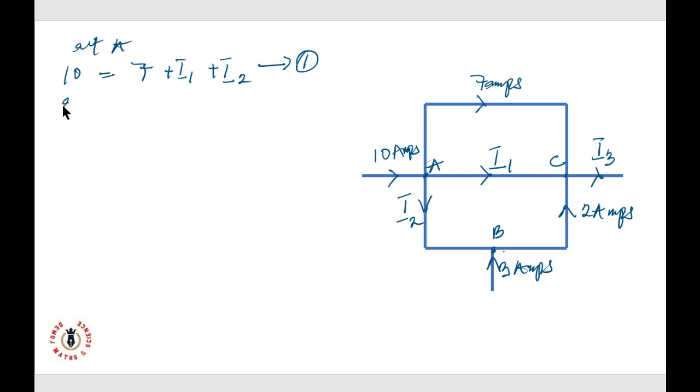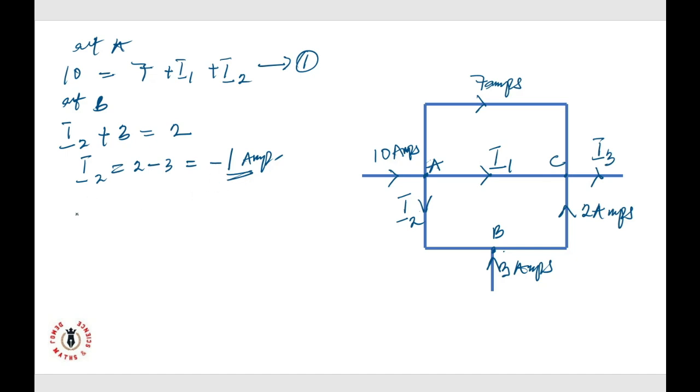And let's see what happens at B. At B, I2 is entering the circuit, plus 3 amps is entering the circuit, while 2 amps is leaving the circuit, is equal to 2. So I2 now is the same thing as 2 minus 3, which is equal to minus 1 amps. Obviously, I2 also is in the wrong direction. Let's leave it as negative.